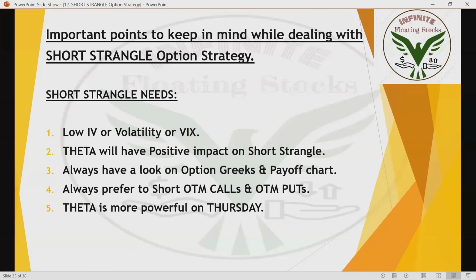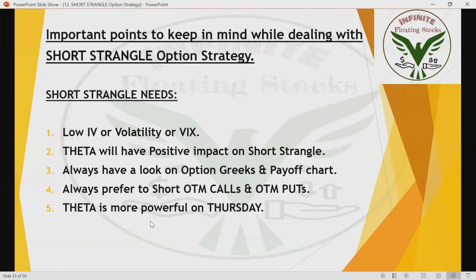If stop loss hits on the call side, you should exit from the call side and the put side. If stop loss hits on the put side, then you should exit from the put side and the call side as well. You should exit from both the trades if stop loss hits one side. Always prefer to short OTM calls and OTM puts. That's the main base of the strategy. We should choose only out of the money calls and out of the money puts.